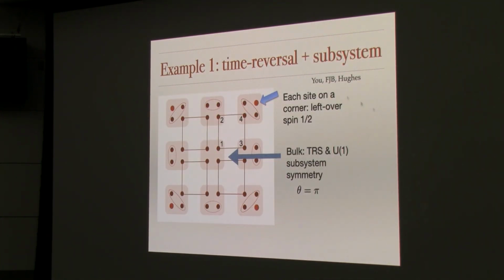So the first example is if you have time reversal invariance and a subsystem symmetry, you can find a model that has trivial boundaries here, but something protected at the corner. So a leftover free spin 1/2, and therefore on a square, a system like this has a protected ground state degeneracy.